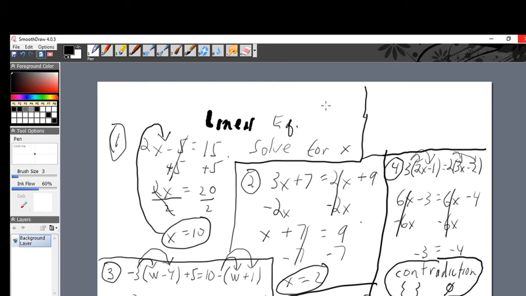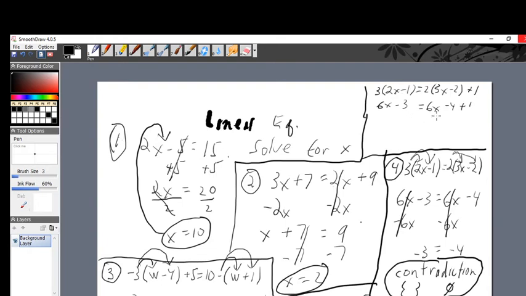Here's the question. What if you have 3 times (2x minus 1) equals 2 times (3x minus 2), and then a plus 1? Watch this carefully. It's not a big deal, but watch this carefully. So 3 times 2x is going to be 6x. 3 times negative 1 is negative 3, equals 2 times 3x, which is 6x. 2 times negative 2 is negative 4, plus 1.